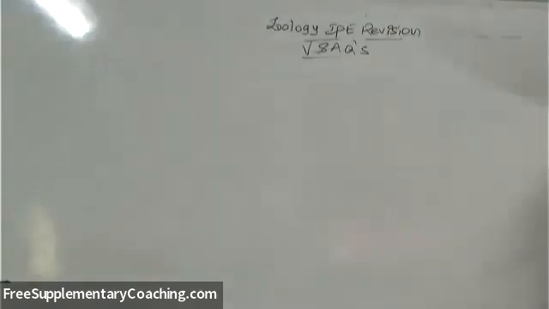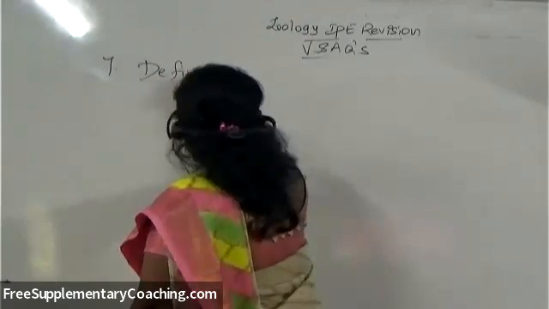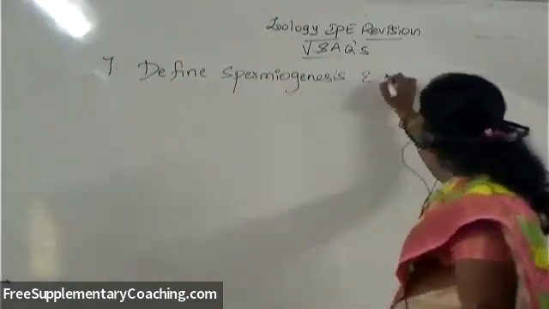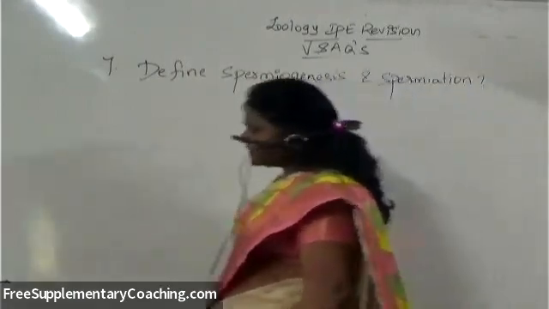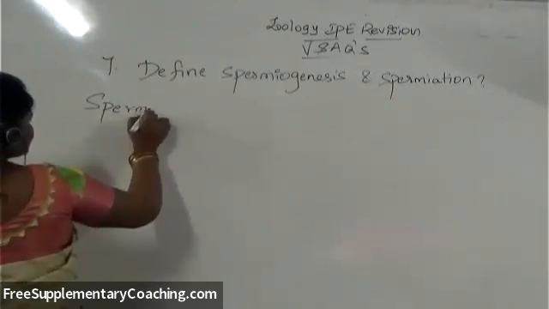The next question is define spermiogenesis and spermiation. So you should write what is spermiogenesis. Actually, most of the technical terms themselves will help us understand the meaning or the definition of it, right? So spermiogenesis.